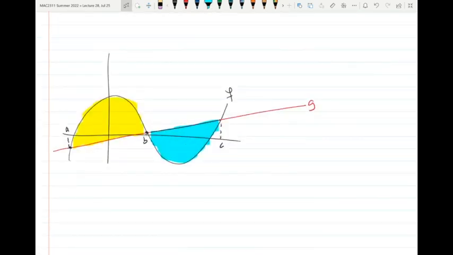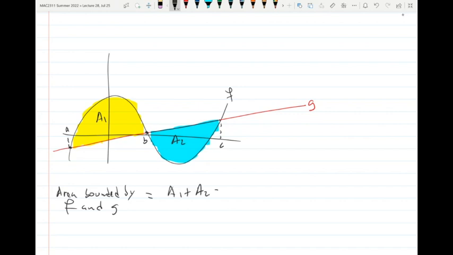Now, can we compute this in one shot? Well, no, because notice that the yellow area, the function f is on top and the function g is in the bottom. And the blue area is the opposite. g is on top and f is in the bottom. So in this case, the area bounded by f and g, how would you compute this? Well, you have to split it as two areas. So it's going to be A1 plus A2.